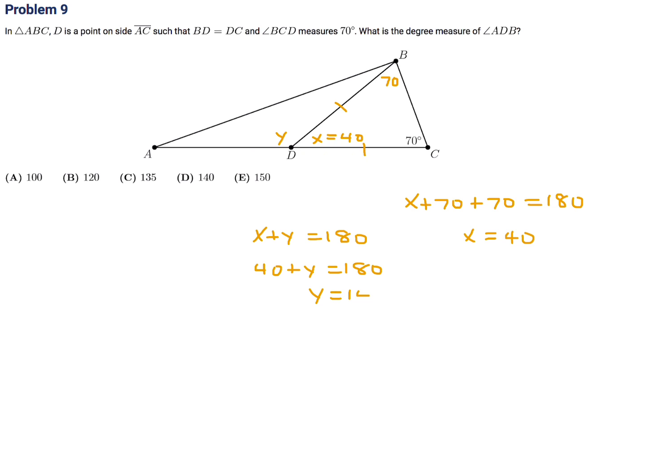In triangle ABC, D is a point on side AC such that BD is equal to DC, and angle BCD measures 70. What is the degree measure of angle ADB? Well, BD is the same as DC. So that means that's isosceles. So if this is 70, then this is 70 right here. So there we go. And therefore, this must be, if that is, say, x, then x plus 70 plus 70 is equal to 180. So therefore, x is equal to 40. And then this angle, if we call that y, x plus y is equal to 180. And therefore, 40 plus y is 180, and that means y is 140. And that's the angle they want us to figure out, ADB, this one. So 140 is the answer, and that's choice D for number 9.